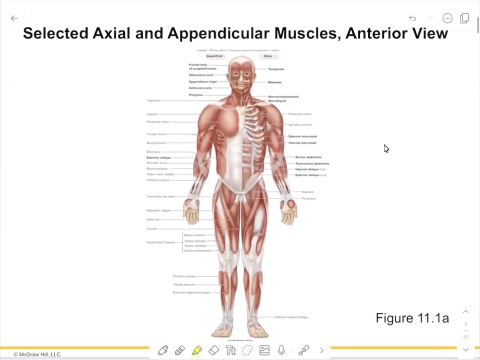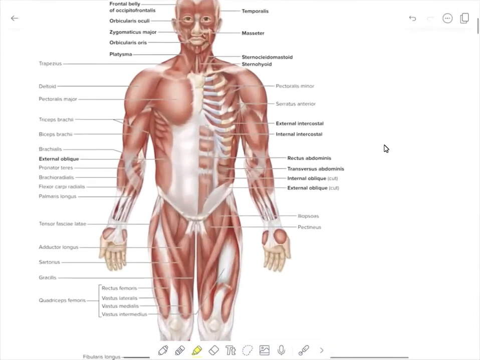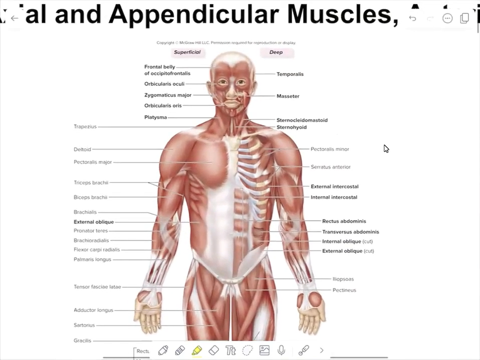So this slide is showing us some selected axial and appendicular muscles from the anterior view. I want to go through and just highlight some of them for you. I'd like you to notice that on the left-hand side of the diagram are going to be more superficial muscles. On the right-hand side of the diagram are going to be deeper muscles.